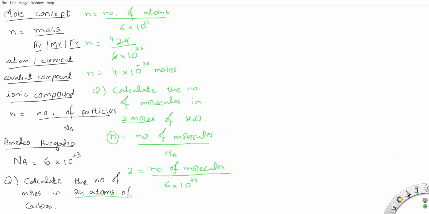When this shifts to the left hand side, it gets multiplied. So it is basically 2 times 6 times 10 with power 23 is the number of molecules. So it becomes 12 into 10 with power 23 molecules.